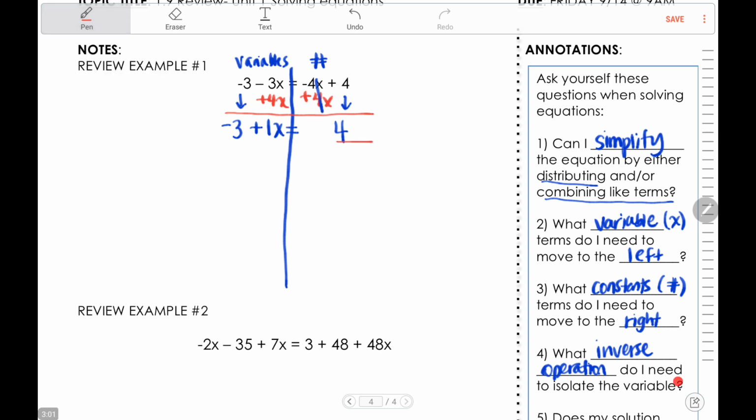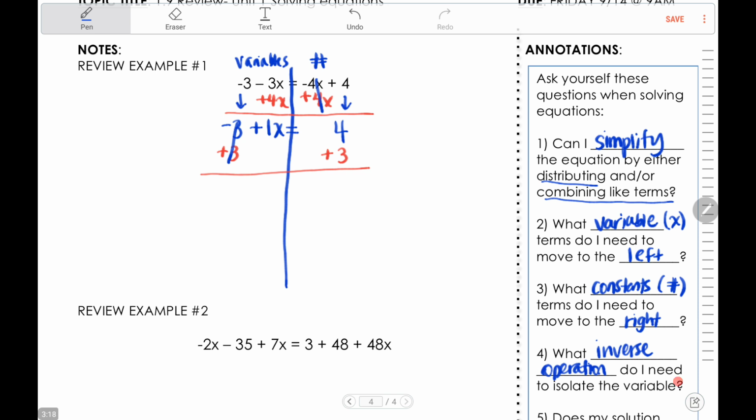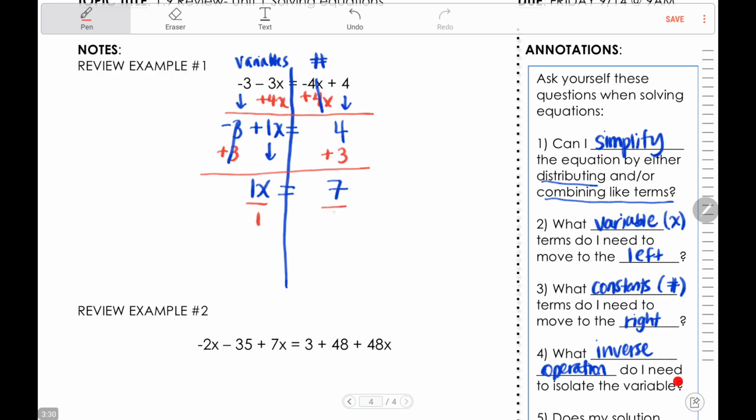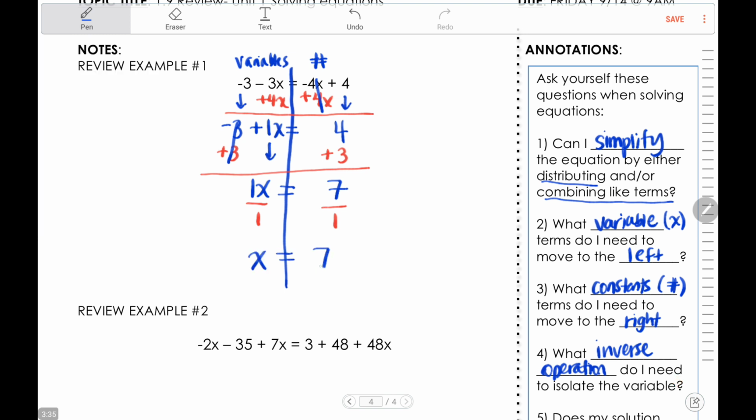Next, what constants or numbers do I need to move to the right-hand side? Well, the 4 is there. That's good. But the negative 3 shouldn't be on the left-hand side. It should be on the right. So the inverse operation I need for negative 3 is adding 3. That's the opposite of negative 3. And now this cancels out on the left, and I just have 1x is equal to 4 plus 3, which is 7. Like we said in class, we can take that extra step of dividing by 1 on both sides. And then, again, that leaves us with x is equal to 7.